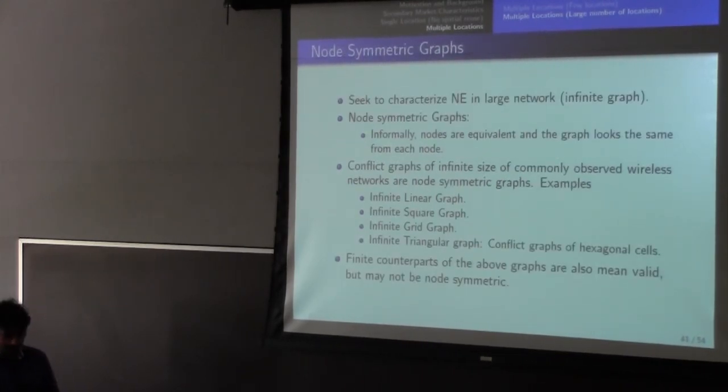Okay, but we see that when the graph is finite, the mean valid graph is the more prominent one. Most of the graphs are mean valid. But when we increase the number of locations, so we are looking at the infinite graph, they have some symmetric structure, which is known as the node symmetric graph. So what is a node symmetric graph? You can find a formal definition in any textbook. But informally, the nodes are equivalent and the graph looks the same from each node.